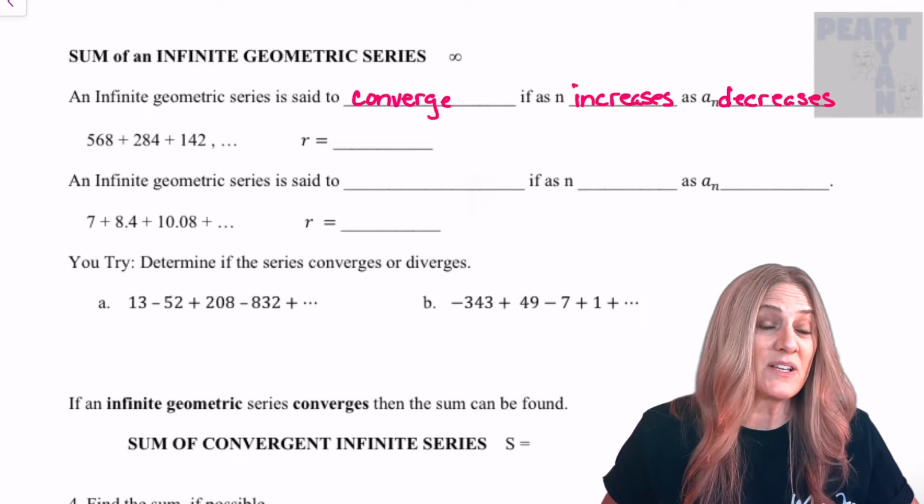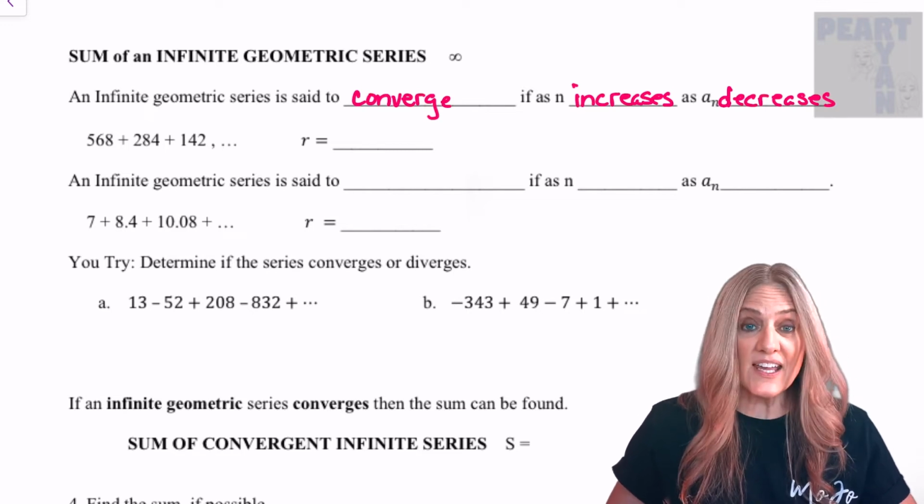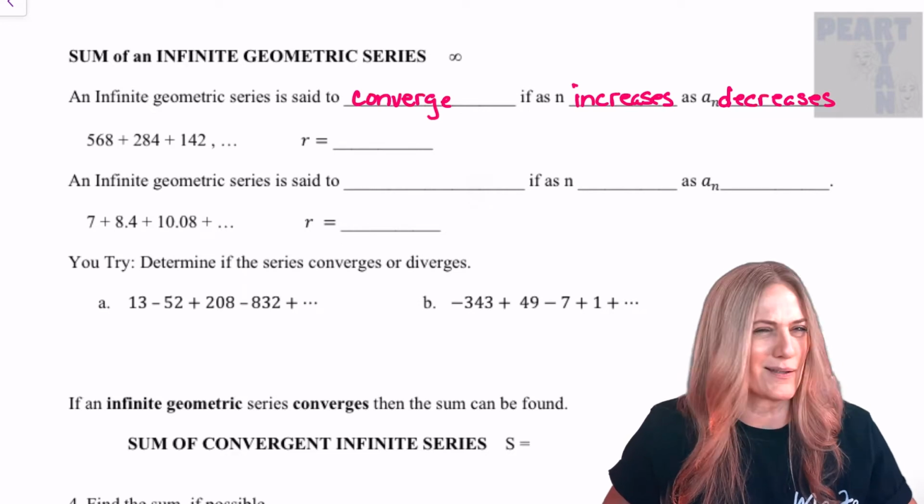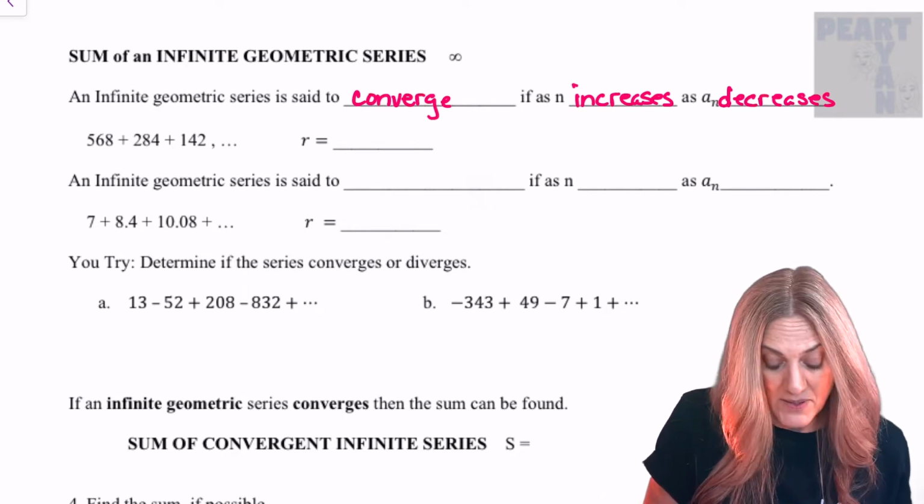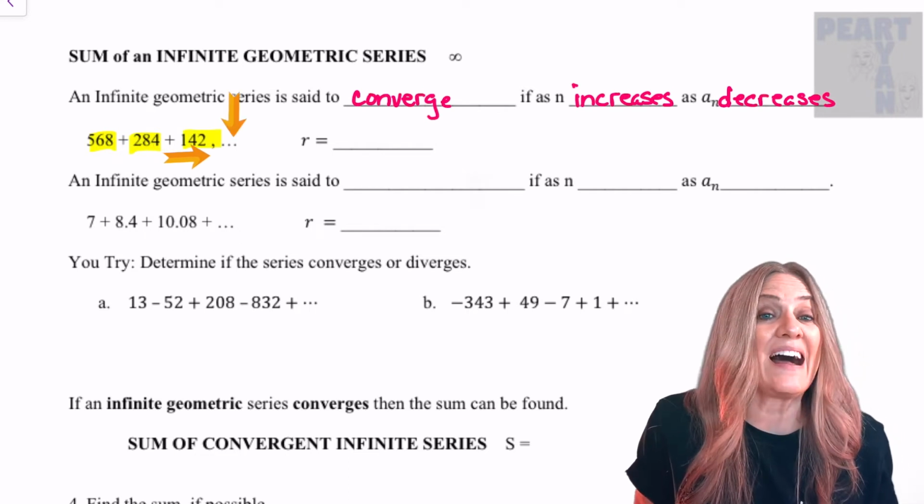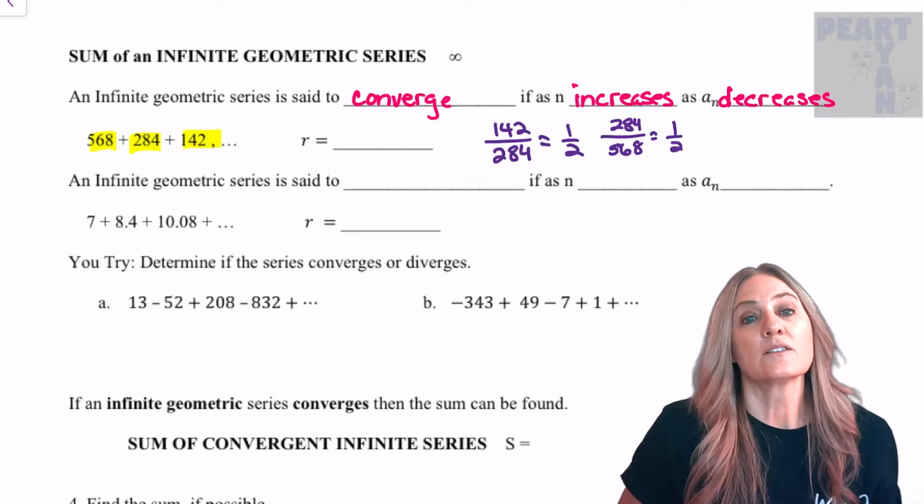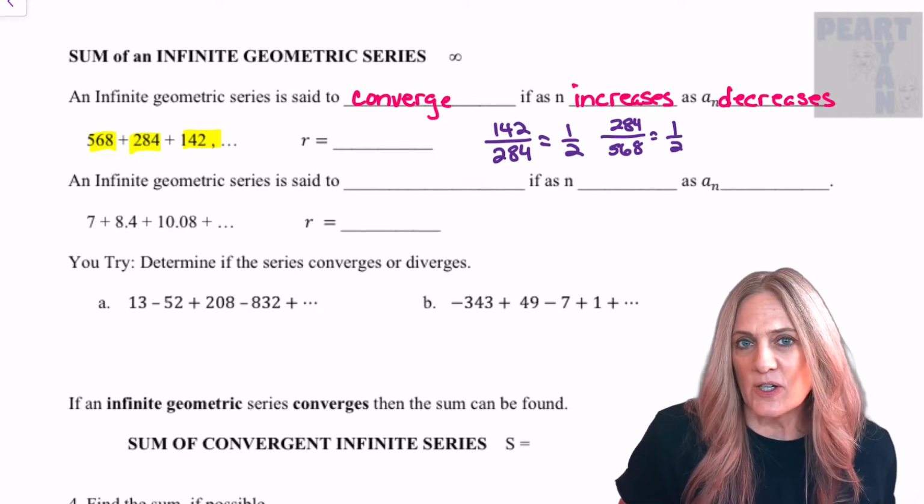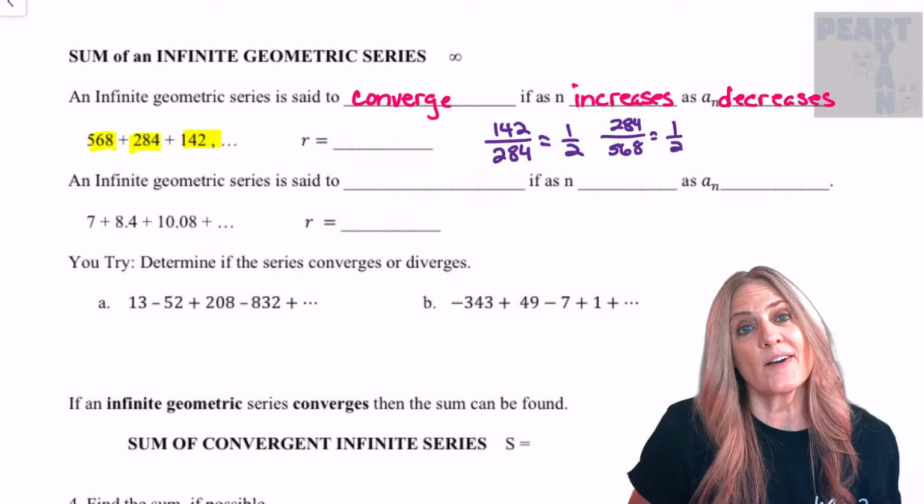An infinite geometric series is said to converge if, as n increases, a sub n decreases. What does that mean? It simply means as the number of terms increase, we notice that the value is decreasing. So let's check for our common ratio. Well, term divided by previous term, checking both, we see that r is 1/2.